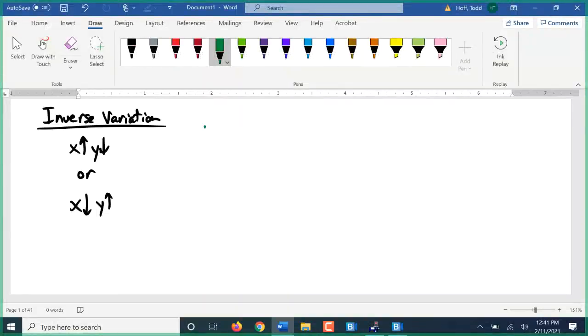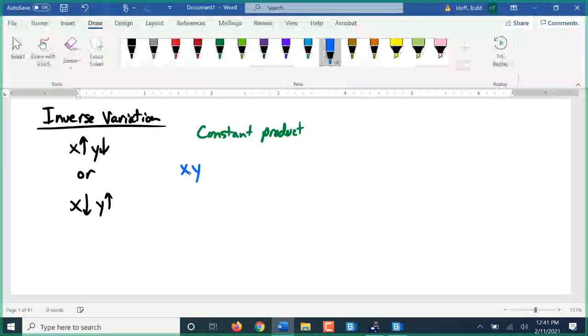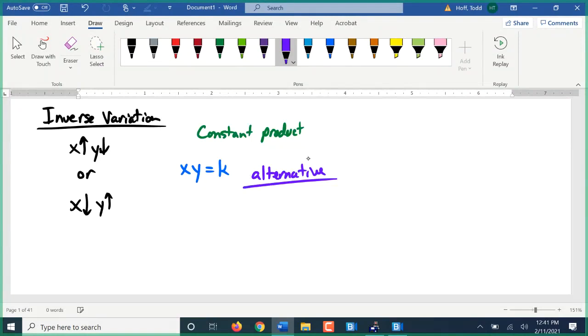This is often called a constant product. What that means is x times y is equal to a constant. The alternative is to divide both sides by x to get y equals a constant divided by x. Up above, for direct variation, it was y equals a constant times x. Here, for inverse variation, it's y equals a constant divided by x.